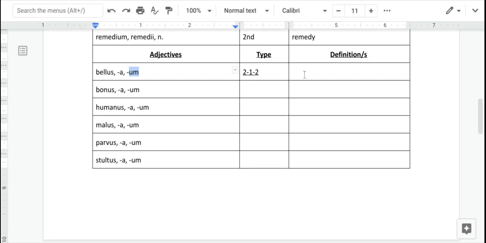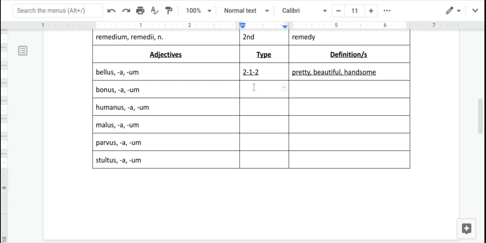So this particular adjective, the definition of it is pretty, beautiful, or handsome. You may have heard bellissimo; Italian uses this. The name Bella comes from this, Belle, from Beauty and the Beast. Depending on what you're describing, you would use either the second masculine if you're describing a masculine noun, first declension if you're describing a feminine noun, or second neuter if describing a neuter noun. So adjectives can be anything depending on the gender of what you're describing.